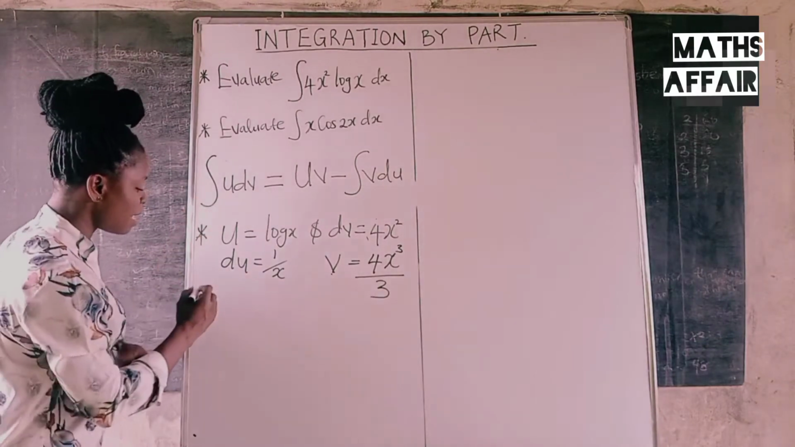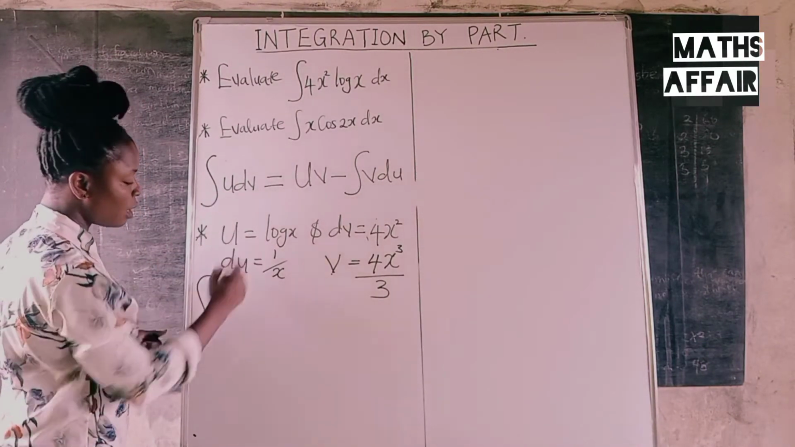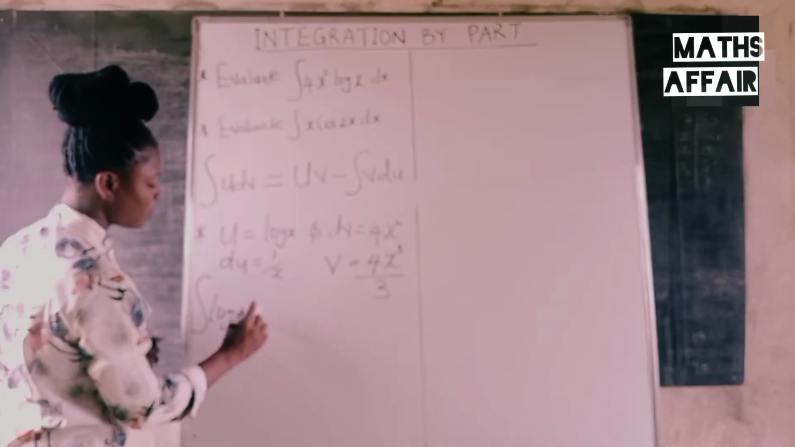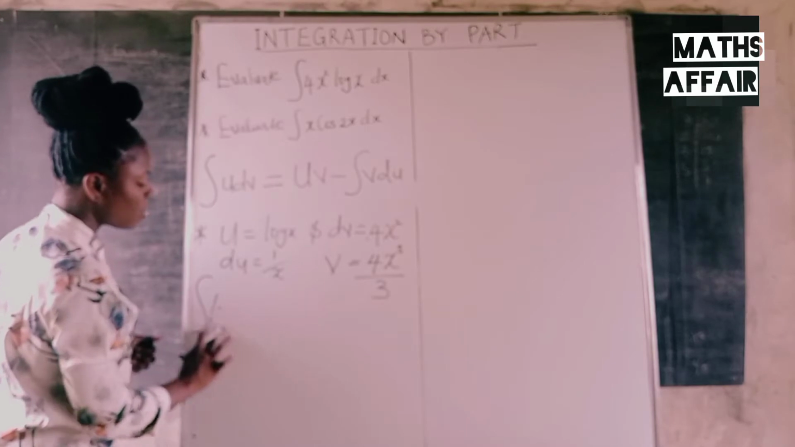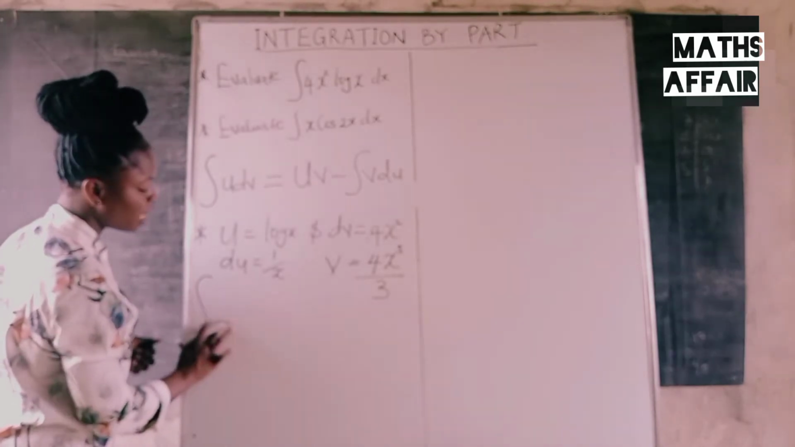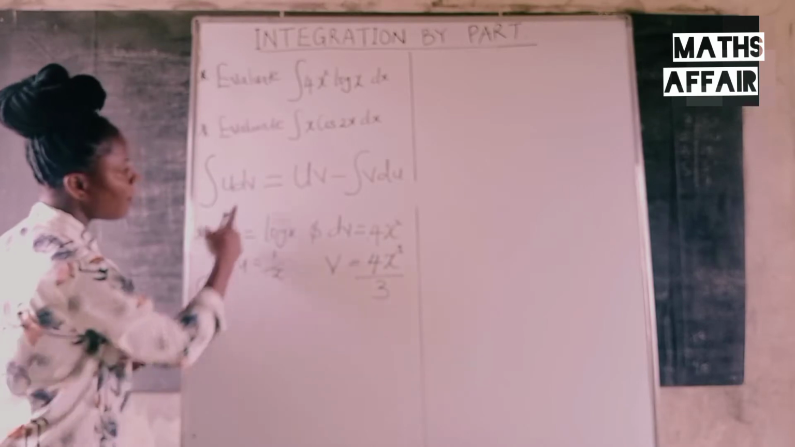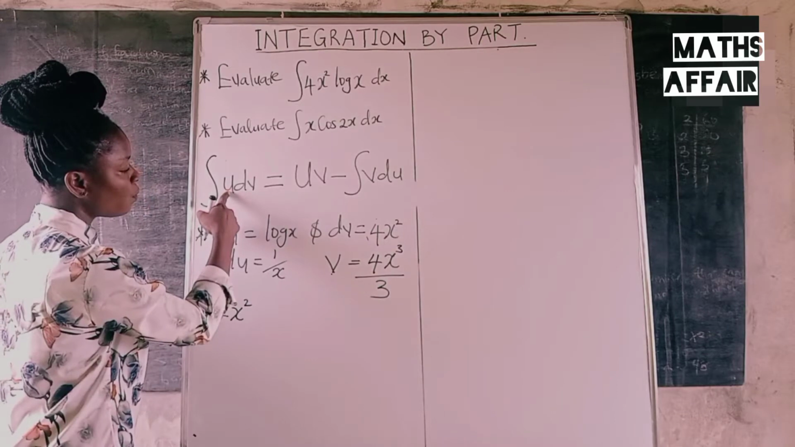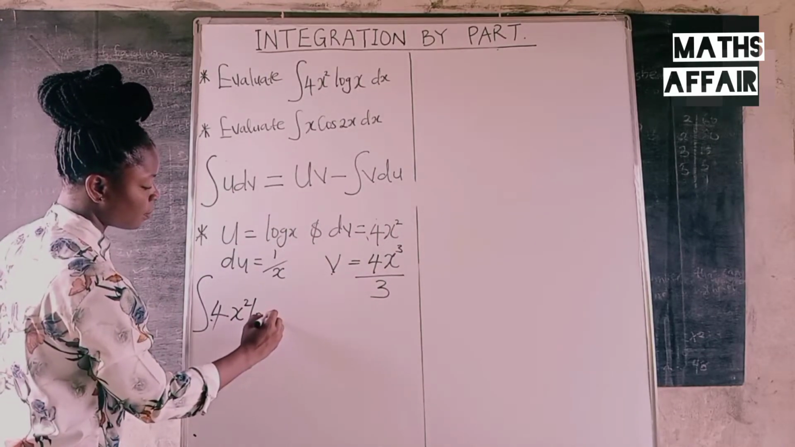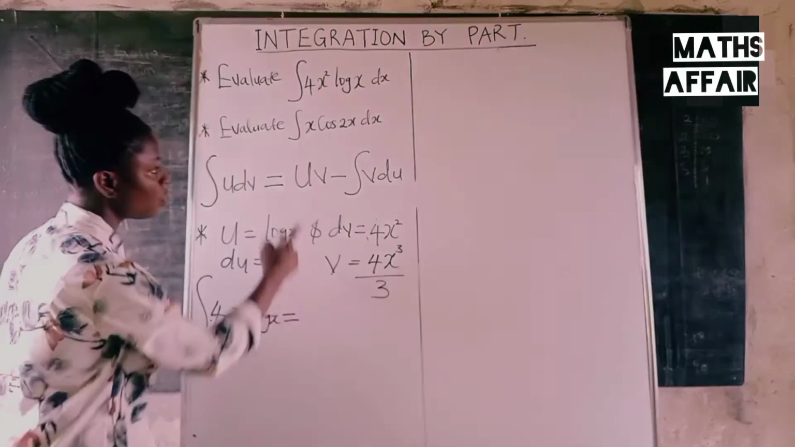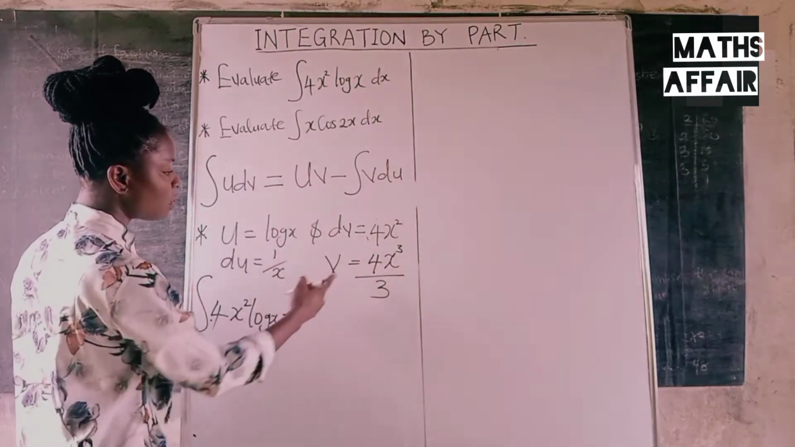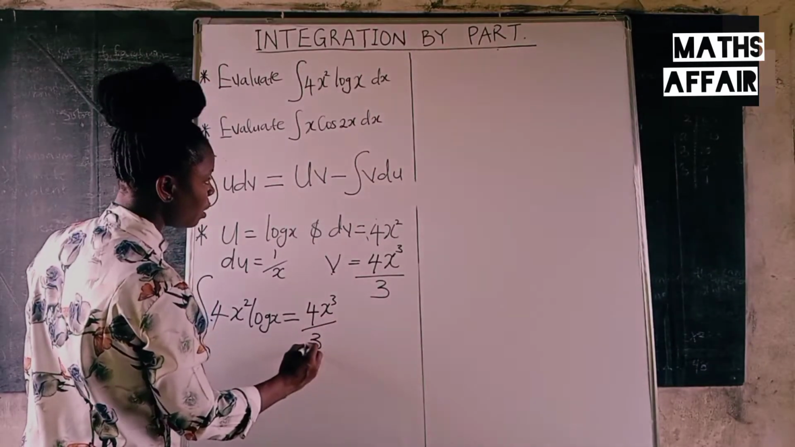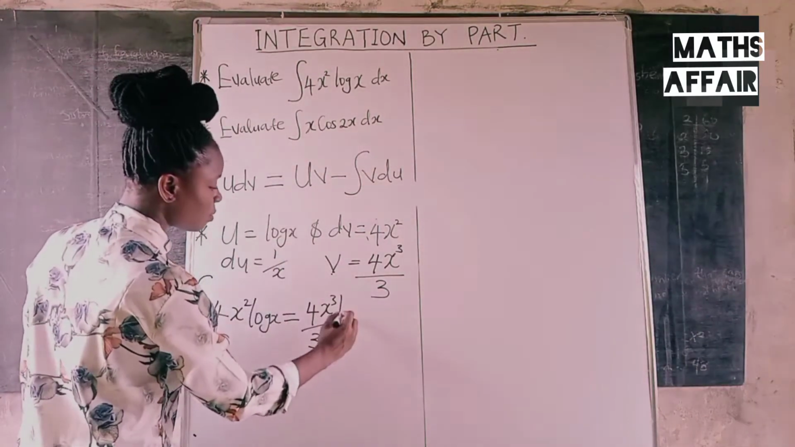And the formula says my integral of u dv. What is my u here? Log x. And what is my dv? 4x squared. So I can always write my 4x squared first so that I will not confuse you. Remember, my dv is 4x squared and my u is log x. And this is equal to uv. What is my u? Log x. What is my v? I'll write my v first: 4x cubed all over 3. And what is my u? Log x.